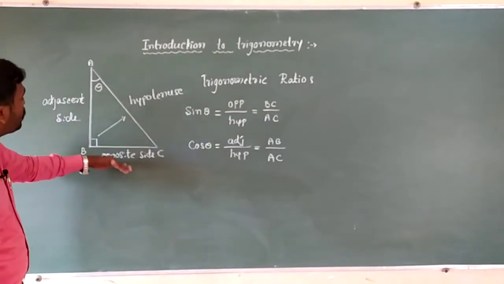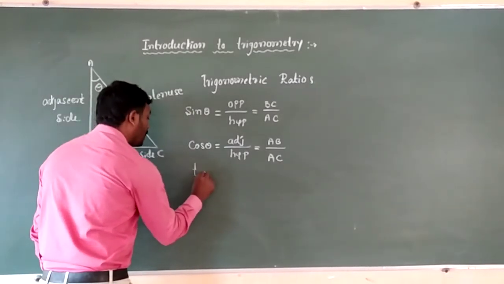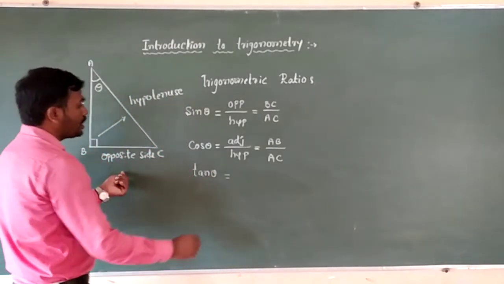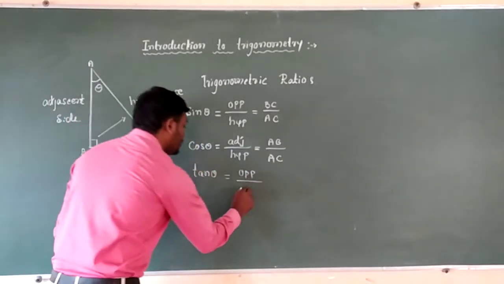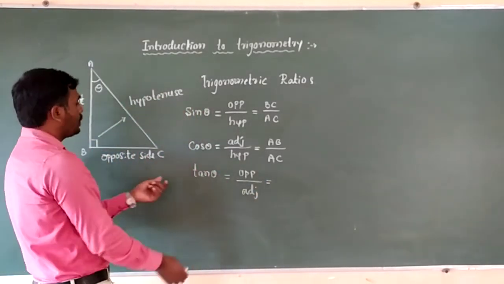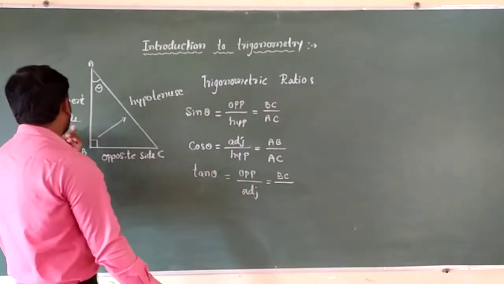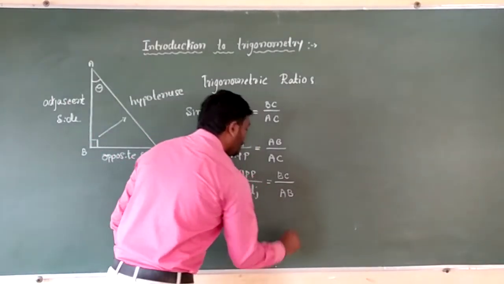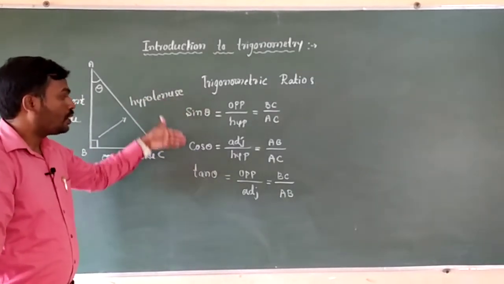Here we have taken opposite to hypotenuse and adjacent to hypotenuse. Let us take opposite to adjacent. The ratio between these two is called tan theta, or tangent theta. Tan theta is opposite divided by adjacent. Opposite side is BC and adjacent side is AB. Is that clear? In this way we can write the trigonometric ratios. Here I have written the three trigonometric ratios.